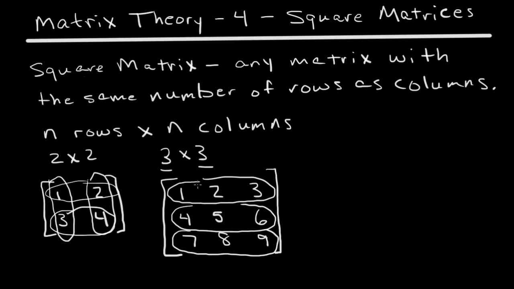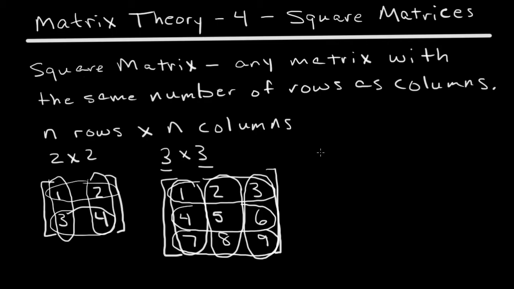But you also have 3 columns, right? The first column is going to be 1, 4, 7. The second column is going to be 2, 5, 8. And the third column is going to be 3, 6, 9. So if the number of rows equals the number of columns, you have a square matrix.